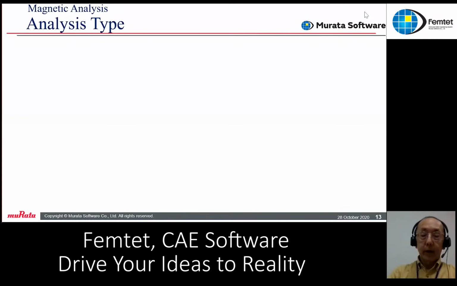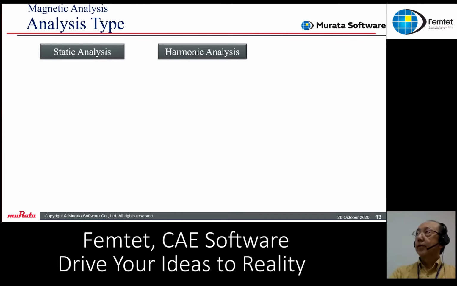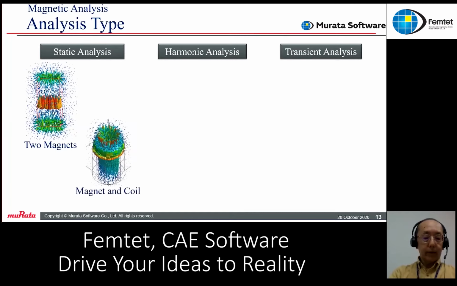Magnetic solver also has three types of analysis: static analysis, harmonic analysis, and transient analysis. In the static analysis, you can analyze the electromagnetic force of the nonlinear magnet, which has BH curve. You can solve the inductance when the direct current is applied.